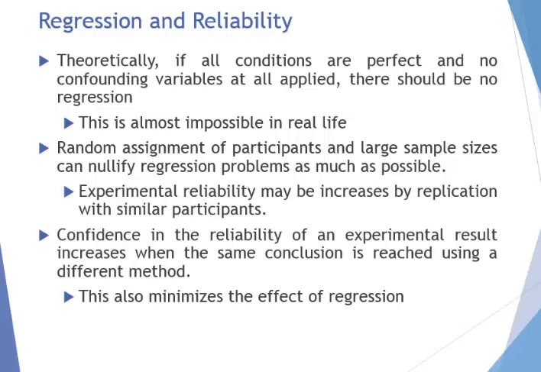Instead, their average is likely to be towards the mean, and therefore whatever effect the independent variable has can be measured. And confidence in the reliability of an experimental result increases when the same conclusion is reached using a different method as well, which also minimizes regression.